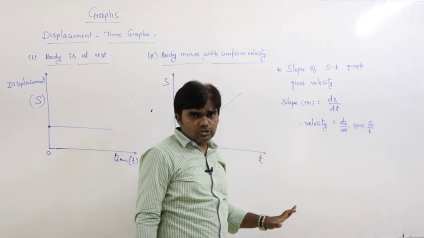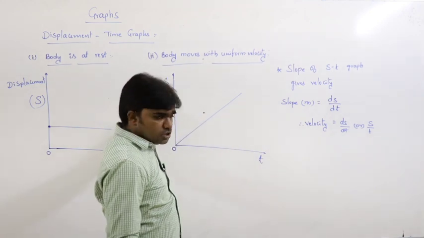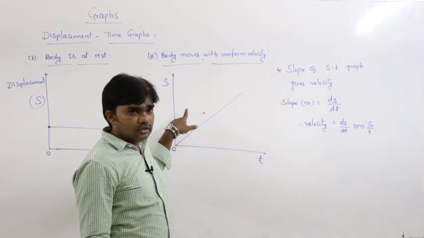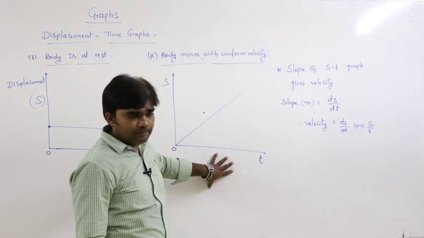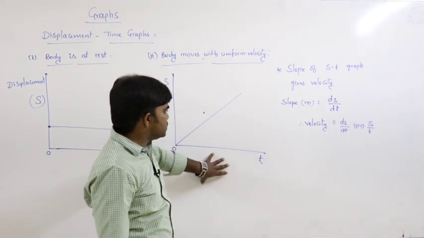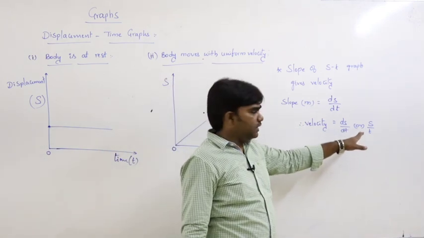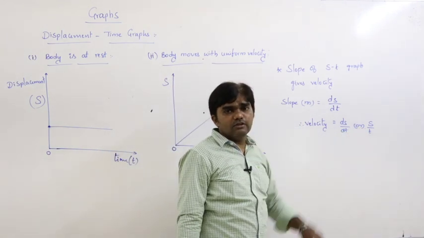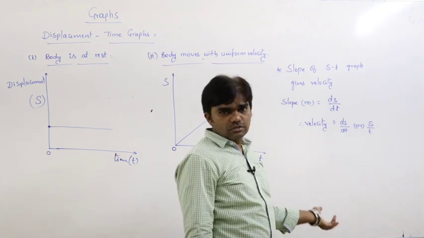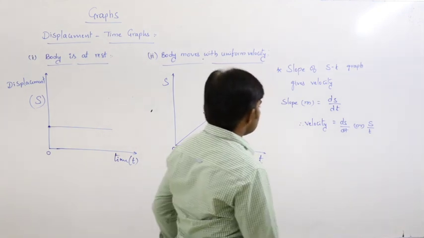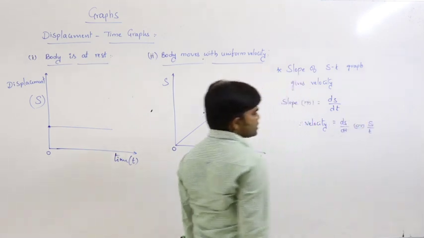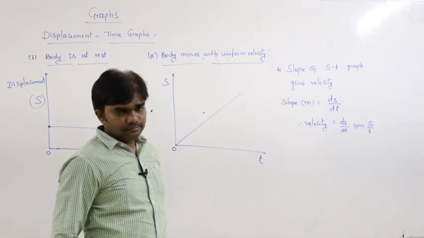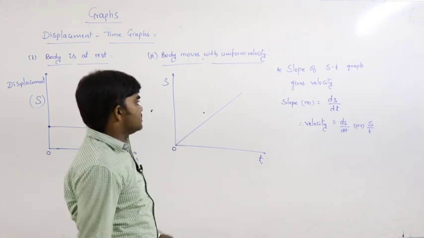How can we calculate the slope? Slope means the change in y component by the change in x component. What is the y component here? Displacement. What is the x component? Time. So the change in y component by the change in x component is ds by dt or s by t. That gives what? Sorry, velocity. So ds by dt or s by t. So this is the situation.